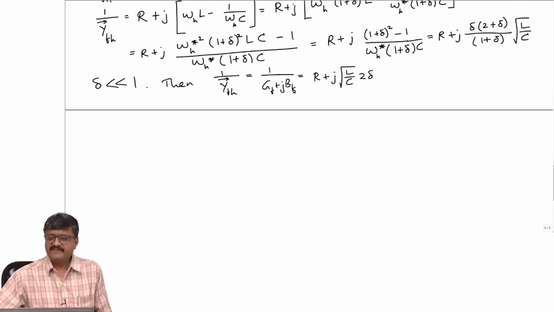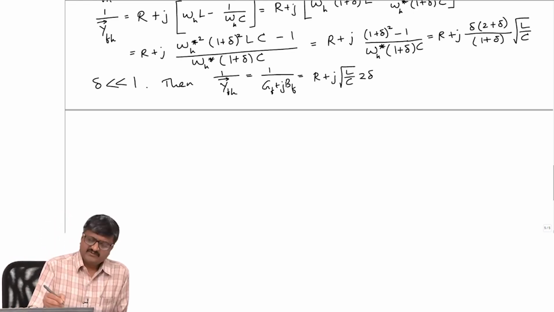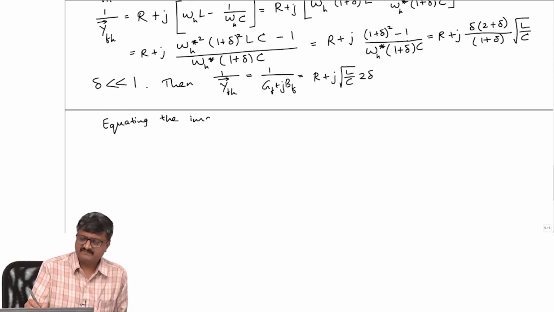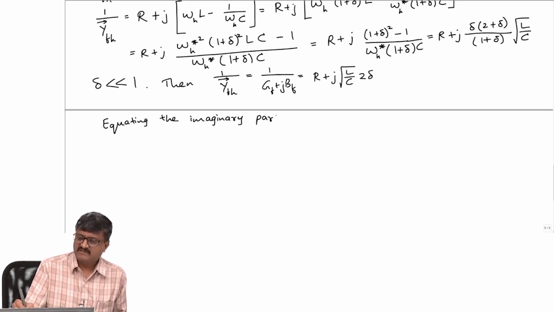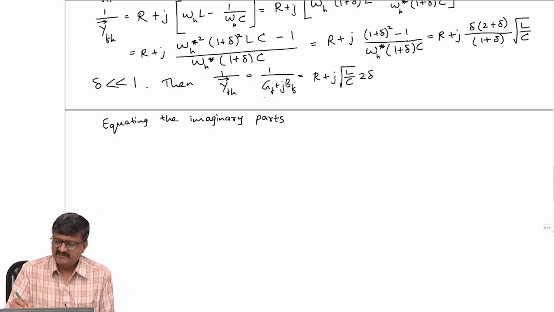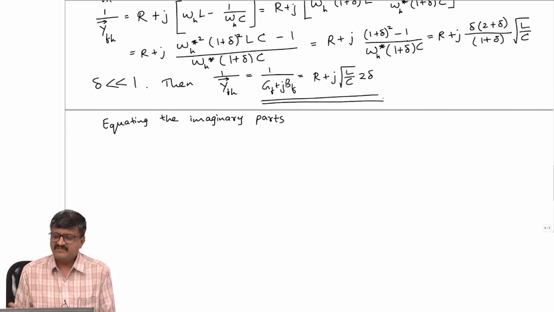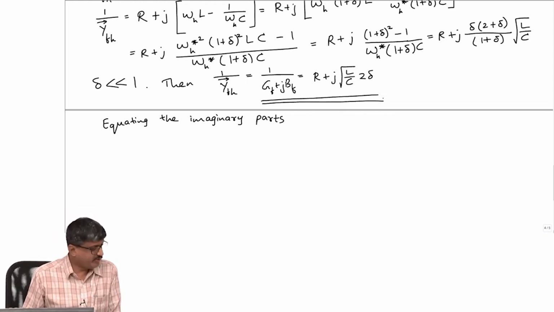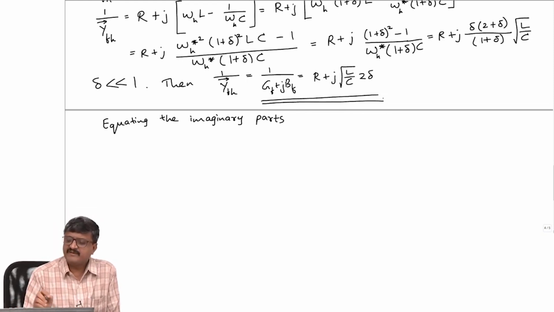Now, let me take the imaginary part of this. See, the real part of the right hand side is resistance. Okay. Let me take the imaginary part. So, equate the imaginary parts. So, I am taking this equation: 1 by GF plus JBF is equal to R plus J under root L by C into 2 delta. So, what is the imaginary part of the left hand side?